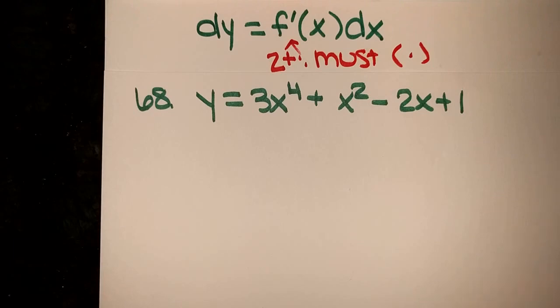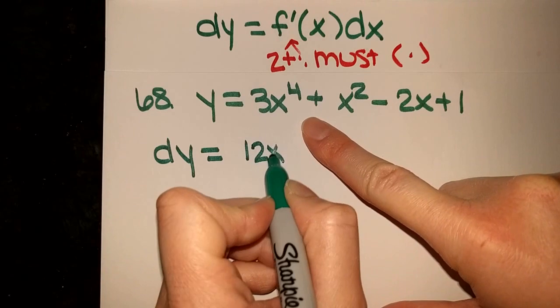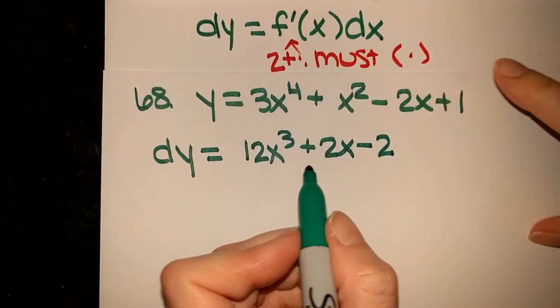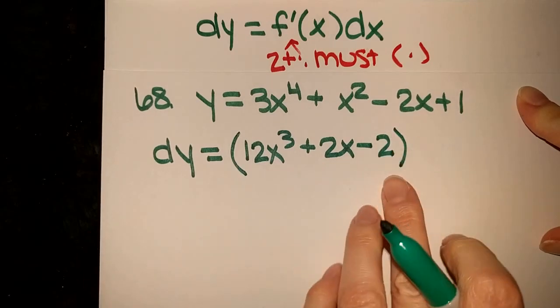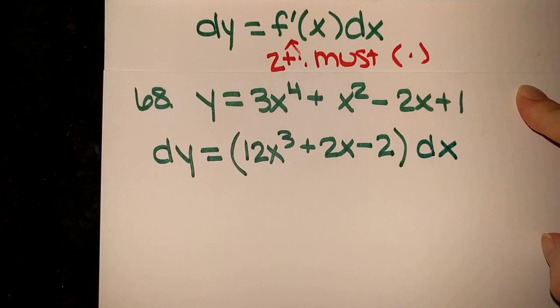All right, so to take our differential here, we're just going to say dy is equal to 12x to the third plus 2x minus 2. And because the derivative has more than two terms, we put parentheses around that and then times it by dx. And that is our differential. Okay, so it's pretty straightforward.